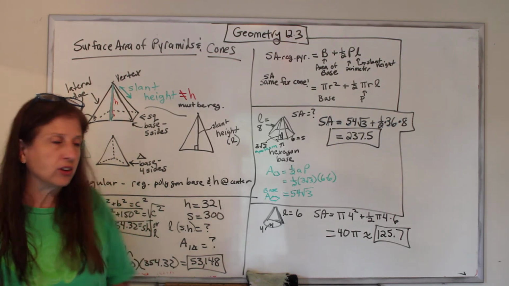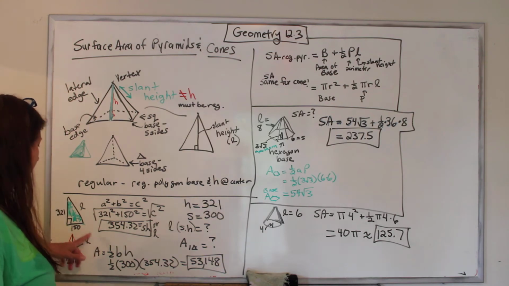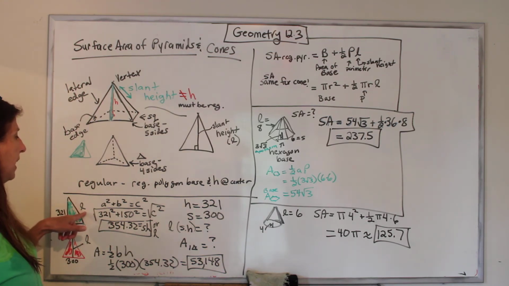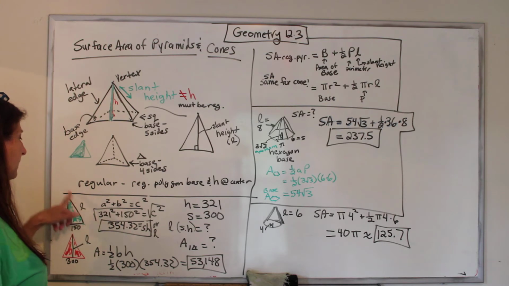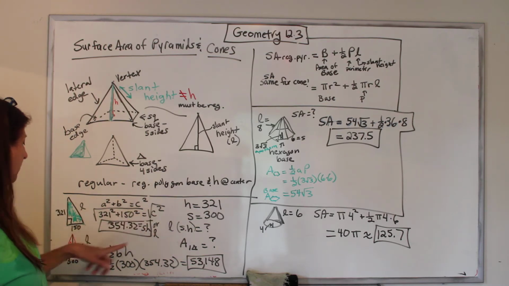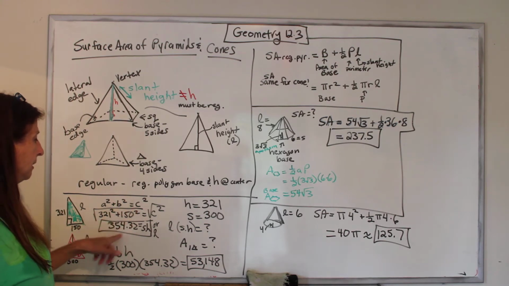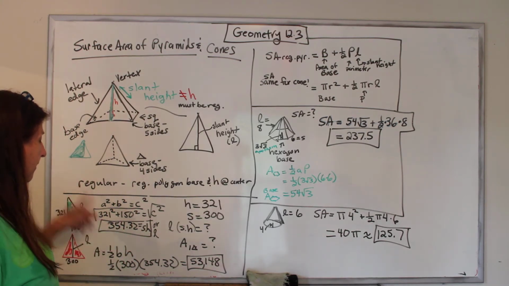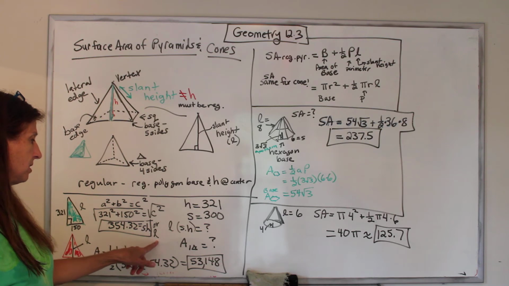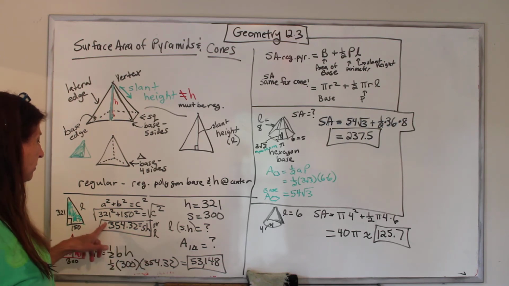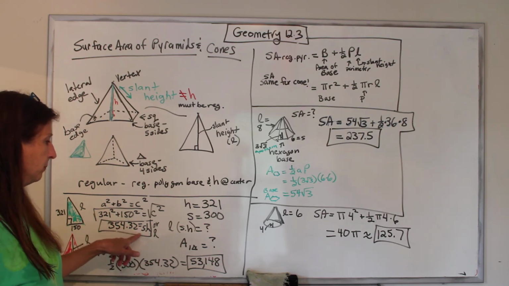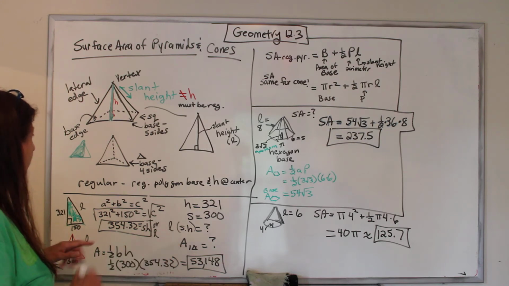So hopefully you can imagine it. Okay, so how we're going to get the slant height is a squared plus b squared is c squared. It's the hypotenuse, it's the c squared. So a squared is 321, b squared is 150. Then take the square root of both sides, and the slant height, which they call L, is 354.32.